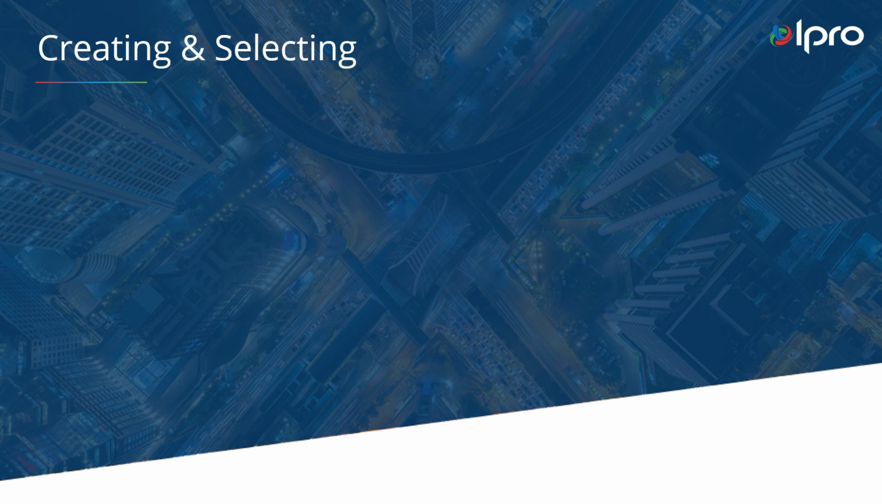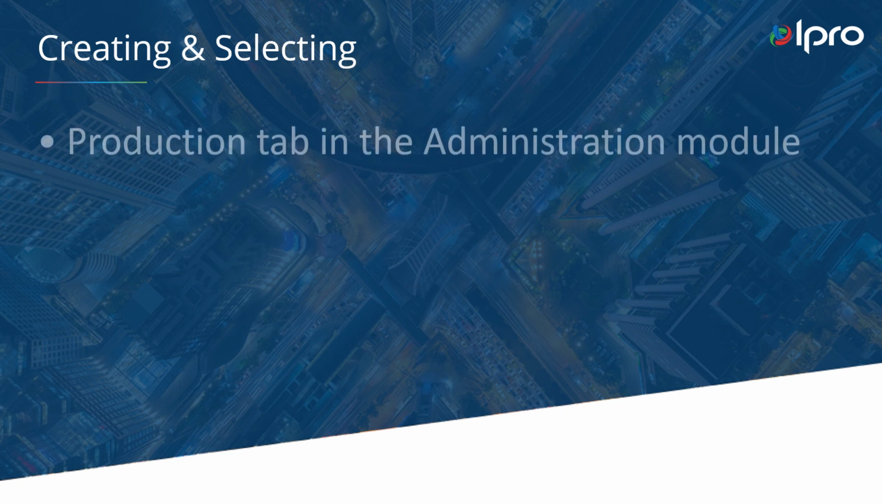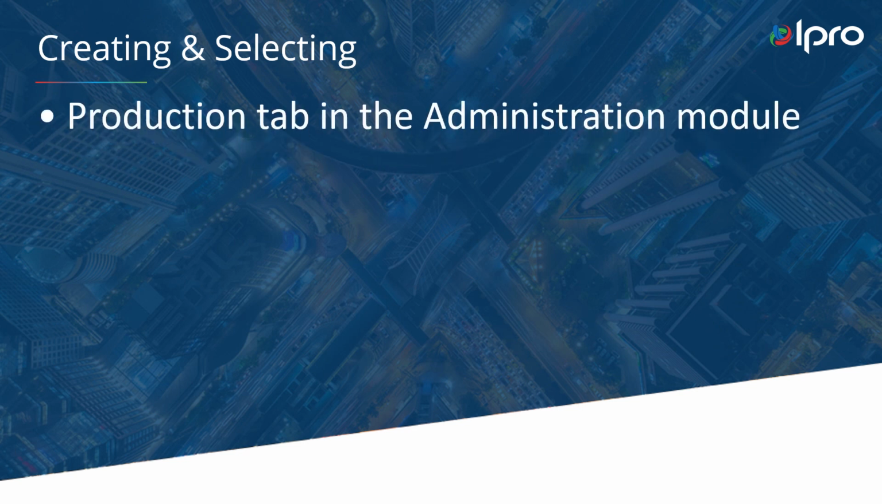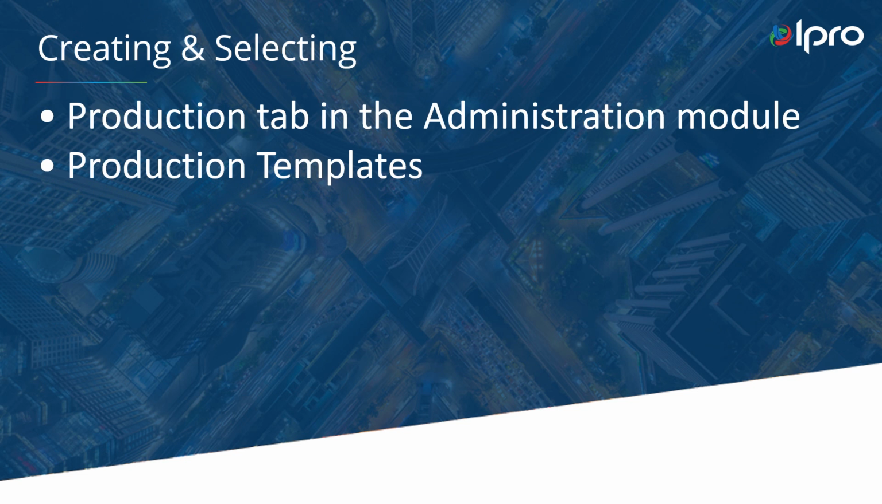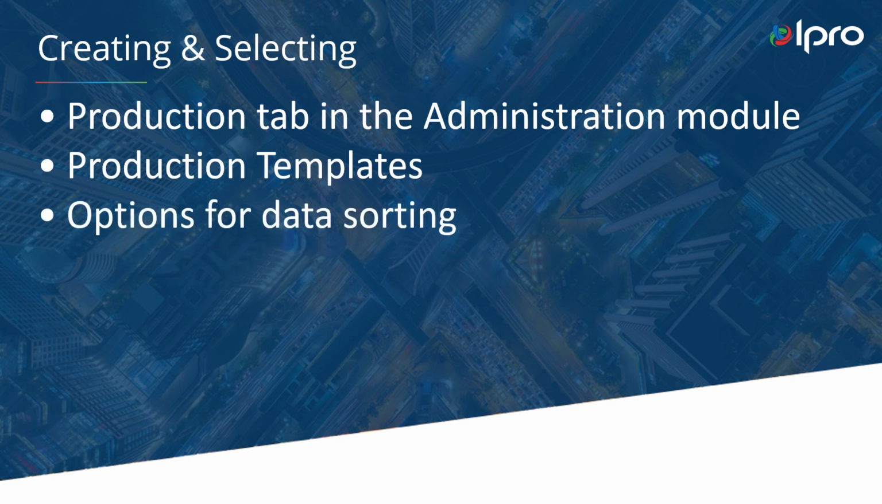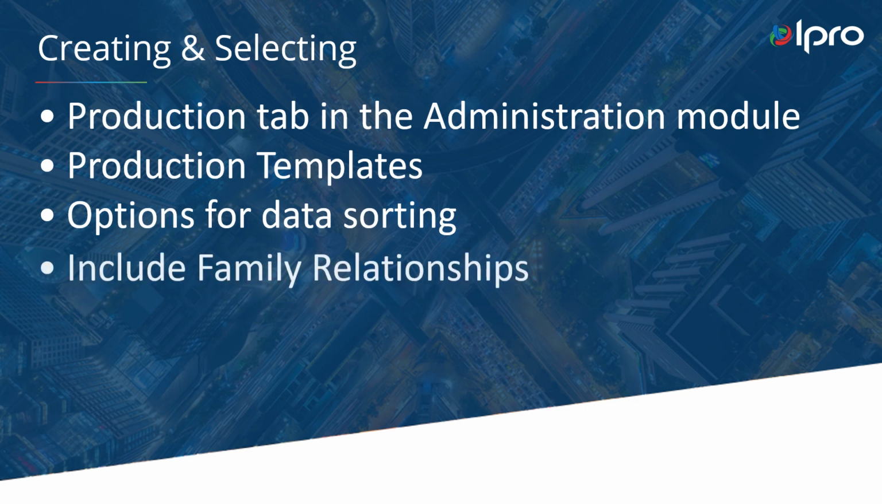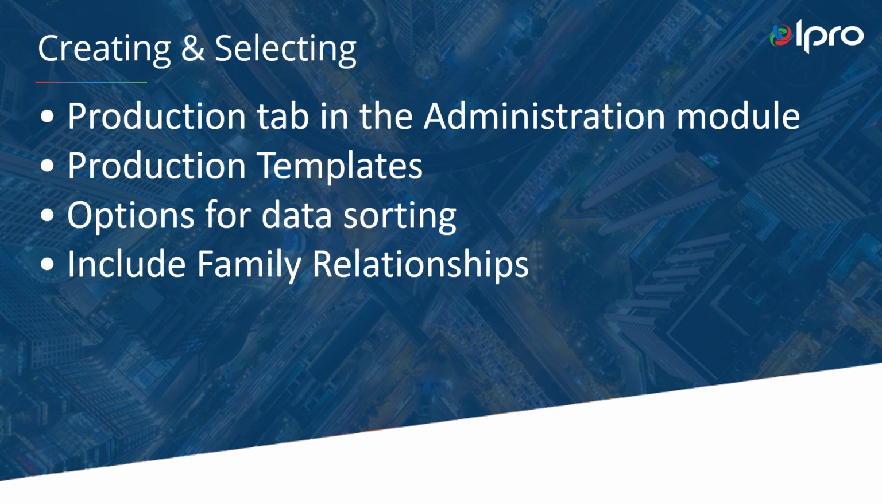To create a production job, you must first open the Production tab in the Administration module. You may decide to use a production template, ensuring consistency in the output of various production jobs. For this lesson, we will work under the presumption that this is your first run-through. Once you have selected the data set you will be producing, you may want the data sorted in a specific way. IPRO allows you to select up to 3 fields for sorting and to choose the sort order, ascending or descending. To include related documents in the production set, select Include Family Relationships.